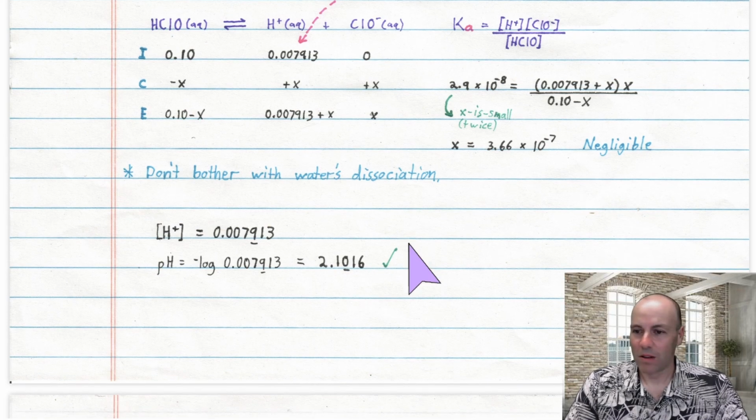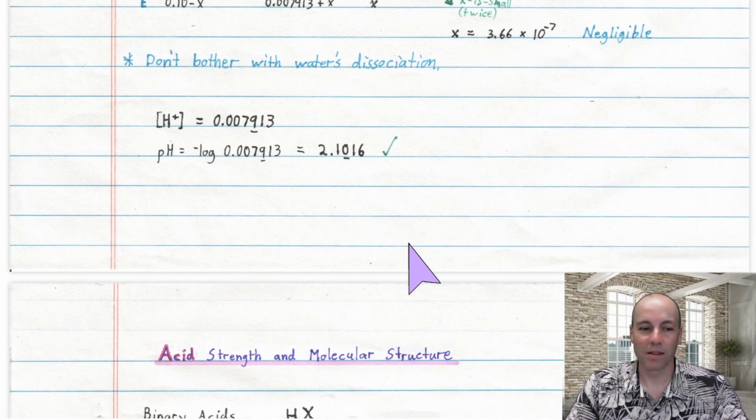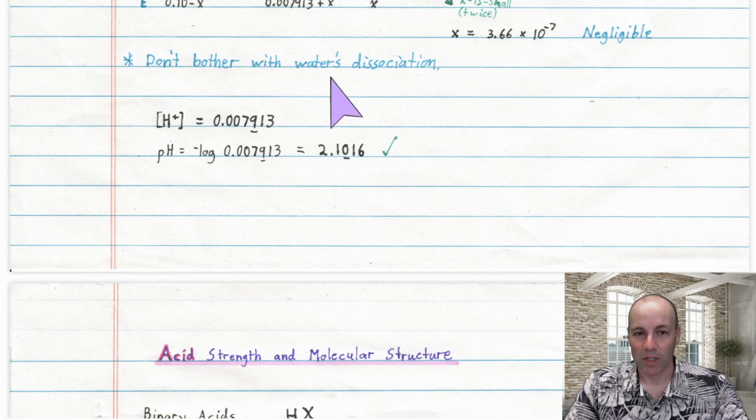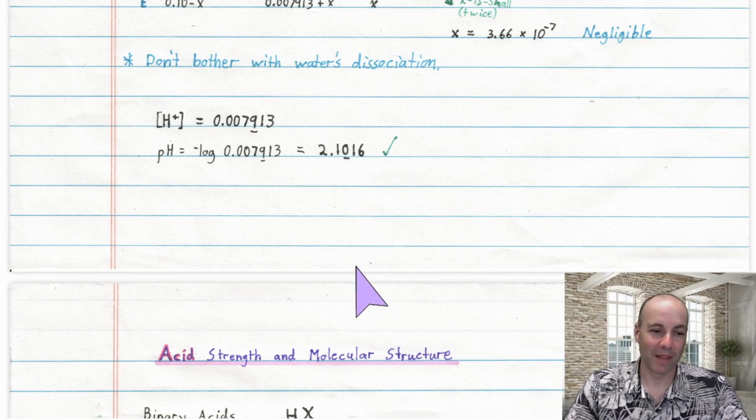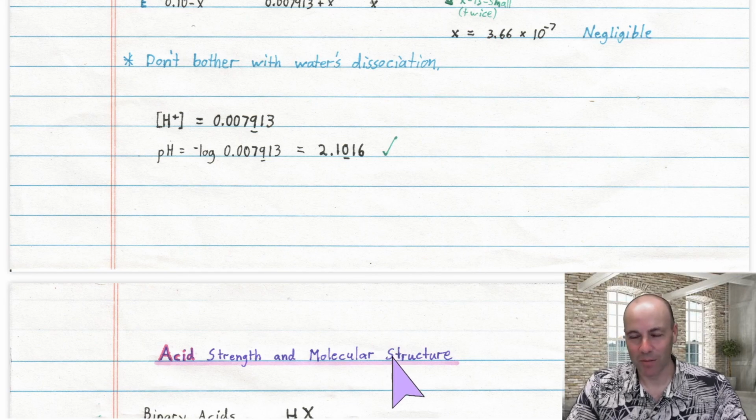In our next video, we will discuss acid strength and molecular structure. So we're done with ice tables in this chapter. In this series of videos, we're done with ice tables. No more calculations. The next two short videos to sum up the series will have no calculations, just a little more insight on acids.